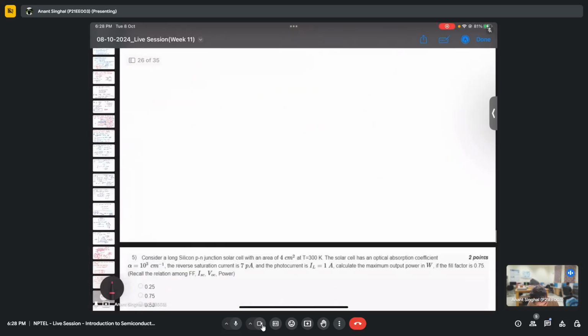What I'm trying to say is, let's say we have a normal PN junction diode. I hope you know that it looks something like this. Sorry, not this.